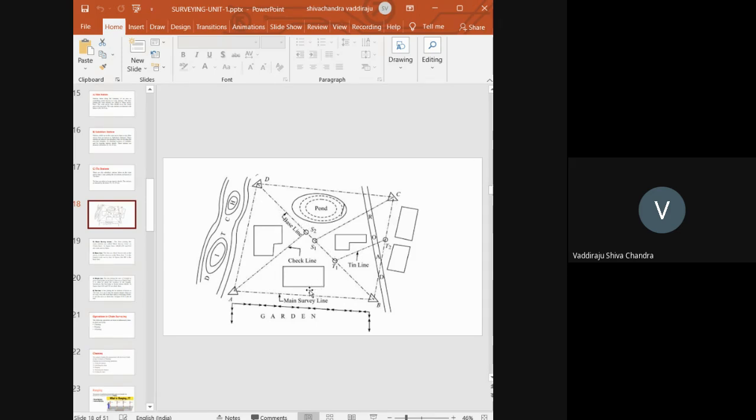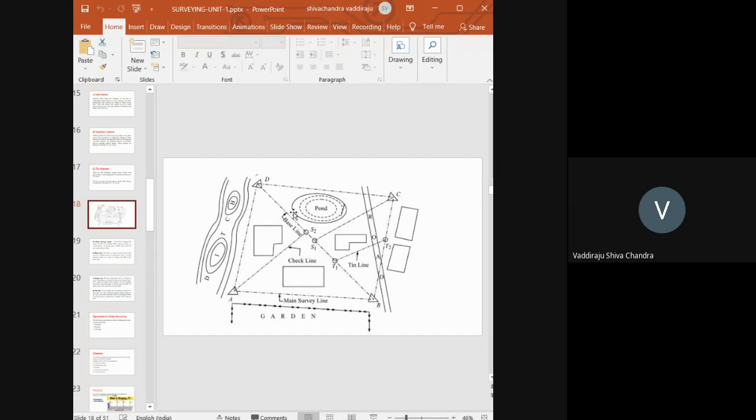So in order to reduce the errors, we need to go for the establishment of subsidiary stations. The main stations we need to establish 100% perfectly. Subsidiary stations also we need to establish perfectly with respect to the main stations. When I establish a subsidiary station here at S2, to measure from S2 to this point, I may need only one chain length or less. So the error is localized, the error is minimized here.